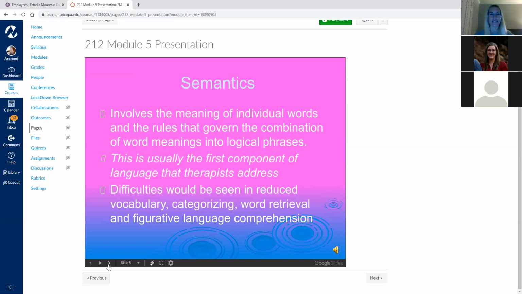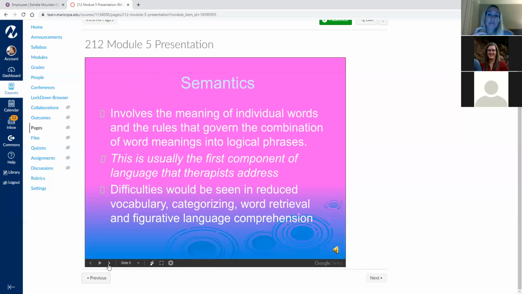Okay, semantics. So this is where you have to get comfortable with the vocabulary we use. Semantics involves the meaning of individual words and the rules that govern the combination of the words' meanings into logical phrases. When we look at higher order language, we start to see people that have difficulty with semantics. It's usually our first step. We worry about the semantics. Do they understand what that word means? They can hear the word, they can say the word, but do they know what that word means?